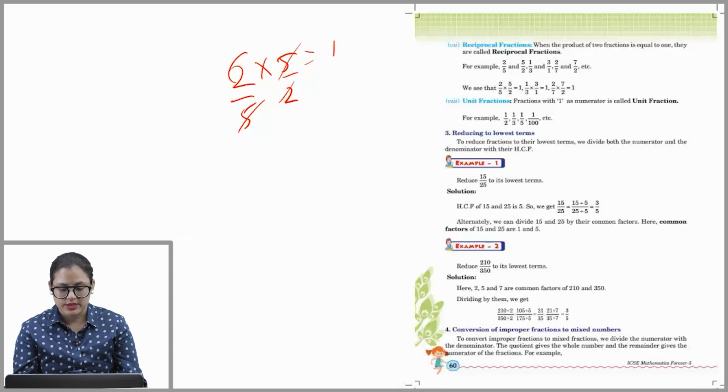8, unit fractions. Fractions with 1 as numerator are called unit fractions. For example, 1 by 2, 1 by 3, 1 by 5, 1 by 100. Now, next, reducing to lowest terms.